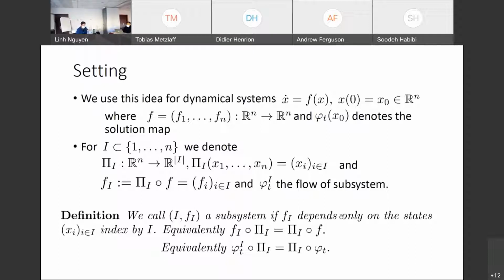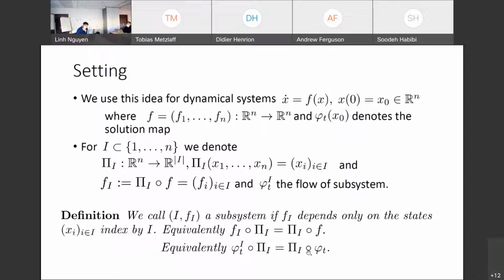The first part here is something that is easy to check. You just need to check if our functions f_i depend only on the states x_i or not. The second one is a bit easier to interpret, because it means that the dynamics of the states x_i, this side here, is independent of the other states. That is what this side of the equation says.